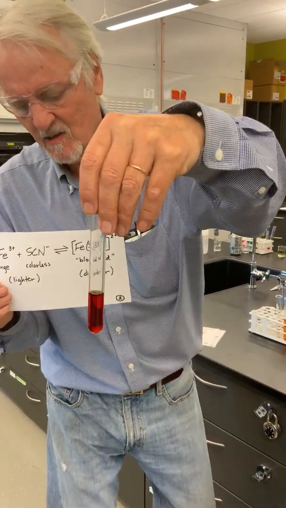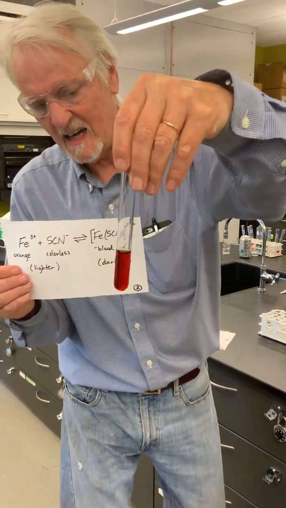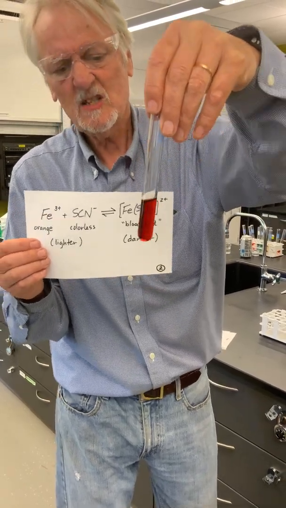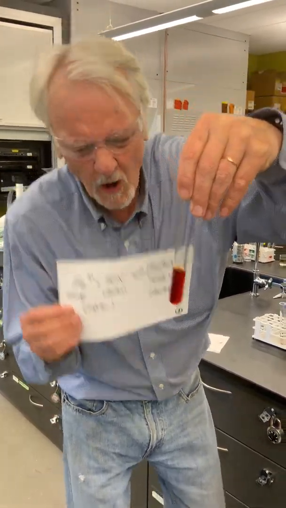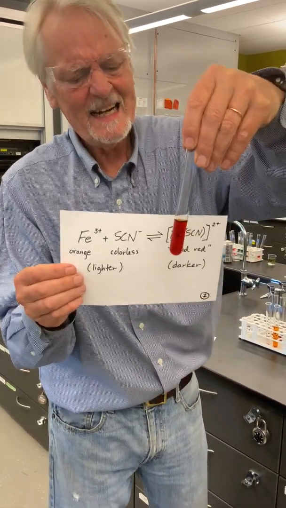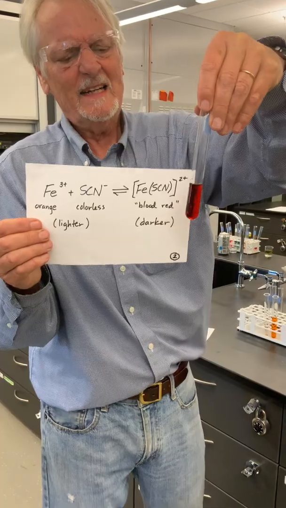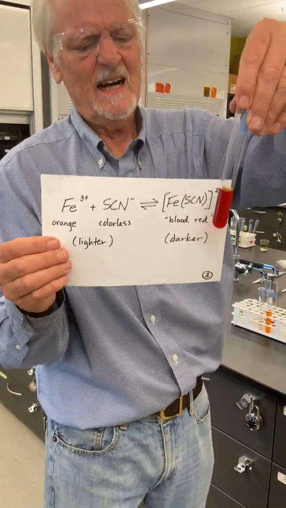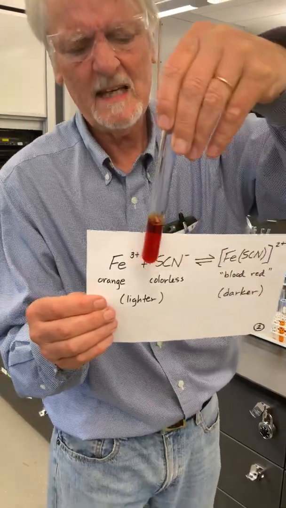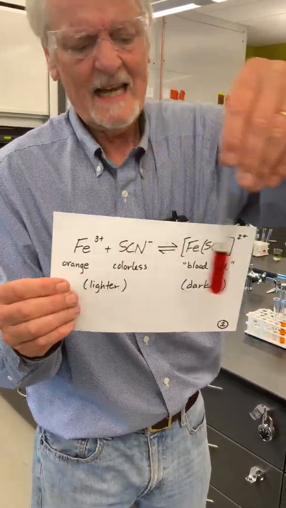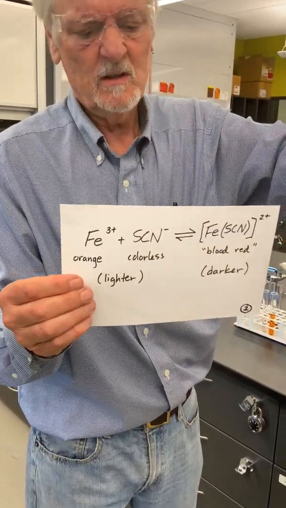The iron 3 and thiocyanate ions and the iron thiocyanate ions are in equilibrium in this solution. As you watch it, the iron ions are bumping into the thiocyanate ions and making the iron thiocyanate complex ion. At the same time, the iron thiocyanate ions are bumping into each other and remaking the ingredients. And the consistent color indicates the position of that equilibrium.